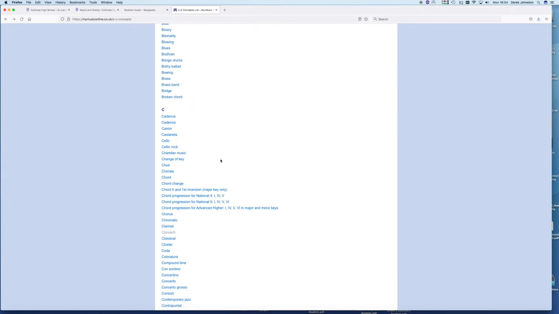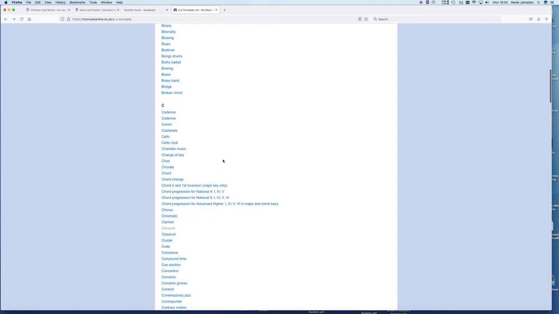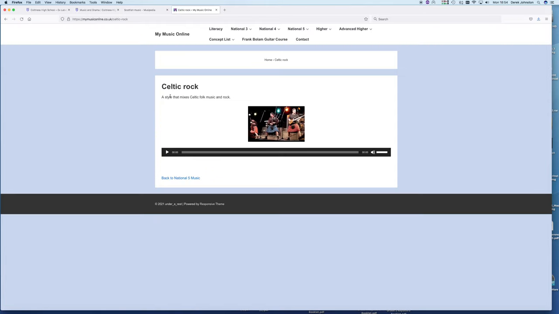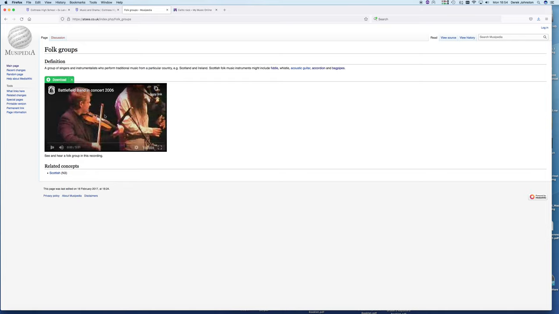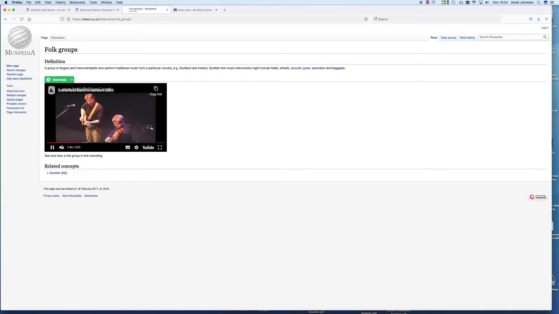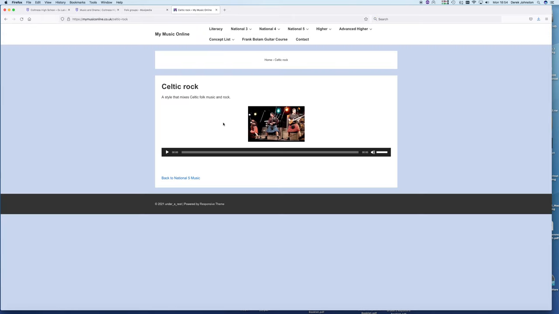Okay. And the other one was Celtic Rock, but sometimes they keep changing these concepts year in, year out. Oh, there it is, Celtic Rock: a style that mixes Celtic folk music and rock. So it's very similar to that example that you just heard of the Scottish folk group. Was it this one I played? It was this one. But it's more electronic and rocky. Although that particular example is actually quite up-tempo, right? But it's not Celtic rock because it doesn't have electric instruments.